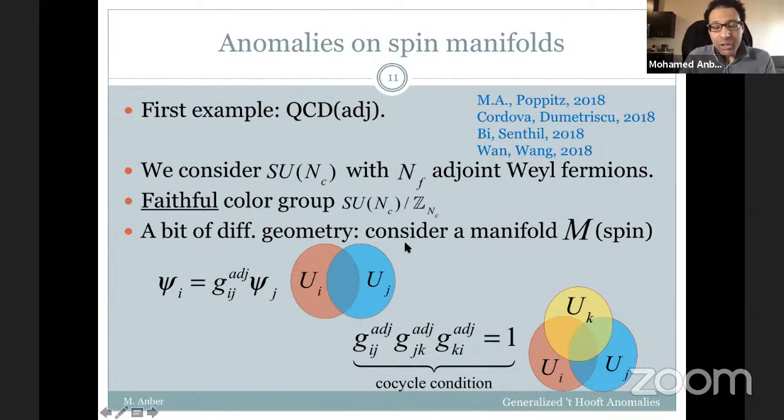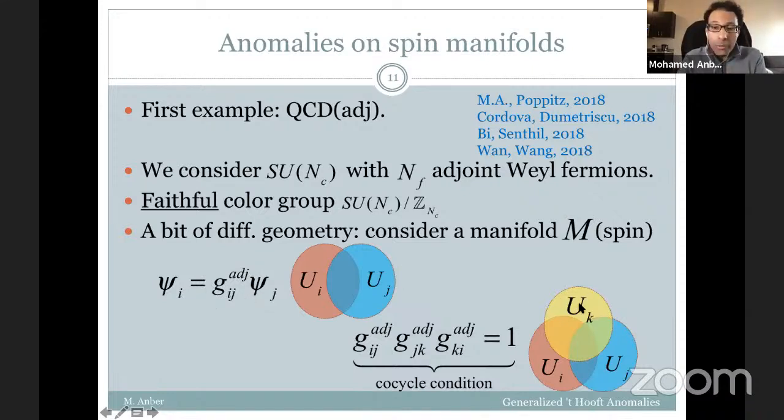So a bit of differential geometry. Let us consider a four-dimensional manifold M, and this manifold admits a spin structure. So we can put the fermions on this manifold. The manifold can be covered by patches, and let us consider the overlap between two patches. Let us call them U_i and U_j. So you can define the fermions either on the patch U_i or on the patch U_j. And then you want to make a coordinate transformation between U_i and U_j. So you say that your fermion in patch i is associated to the fermion in patch j using what we call the transition functions, g_ij. And these transition functions are valued in the adjoint representation of SU(N_c).